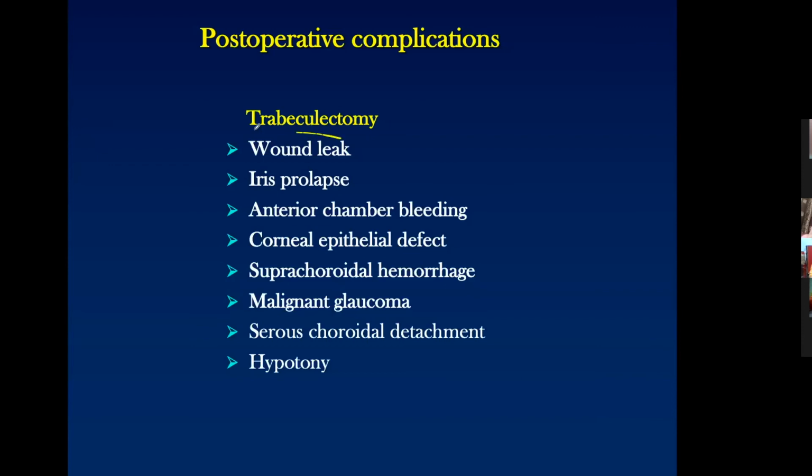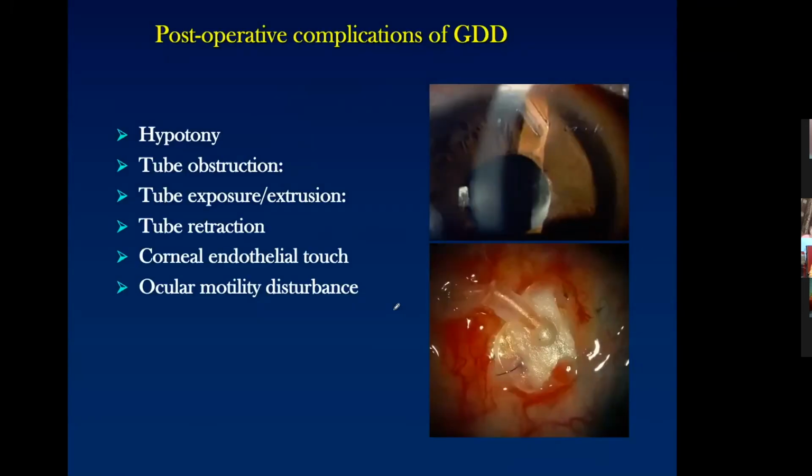Additionally, there is a chance of wound leak in trabeculectomy, which is very less in the case of tube, and the chances of hypotony-induced serous choroidal detachment are also higher in trabeculectomy. However, in implants, the chances of hypotony are significantly less.